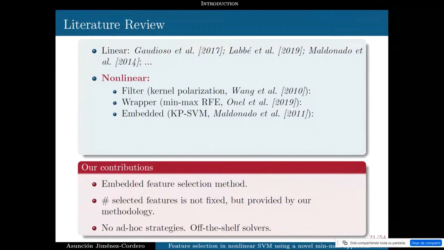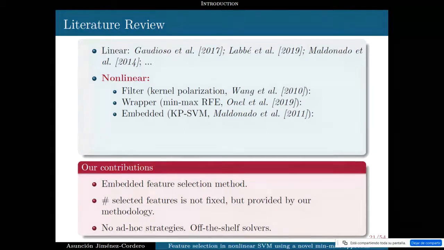So the contribution of our work is that we want to develop a new embedded feature selection method where the number of features is not fixed but provided by our approach. And the point here is that we just need off-the-shelf solvers, and no ad hoc strategies have to be used.